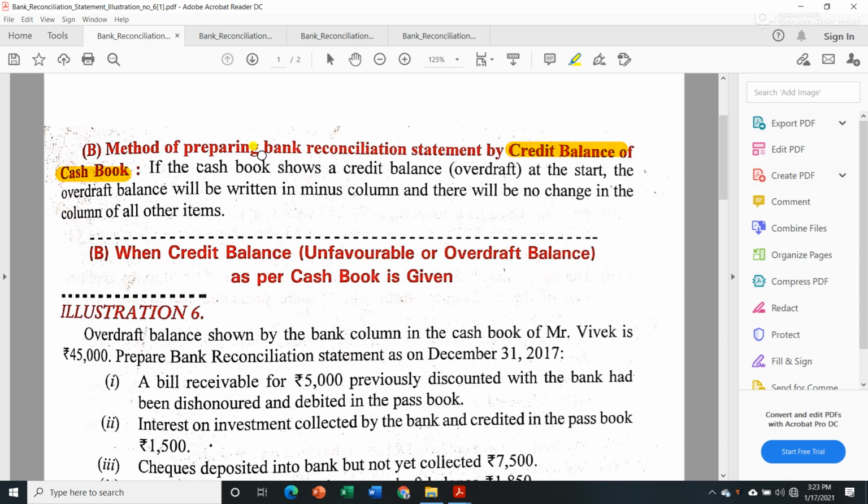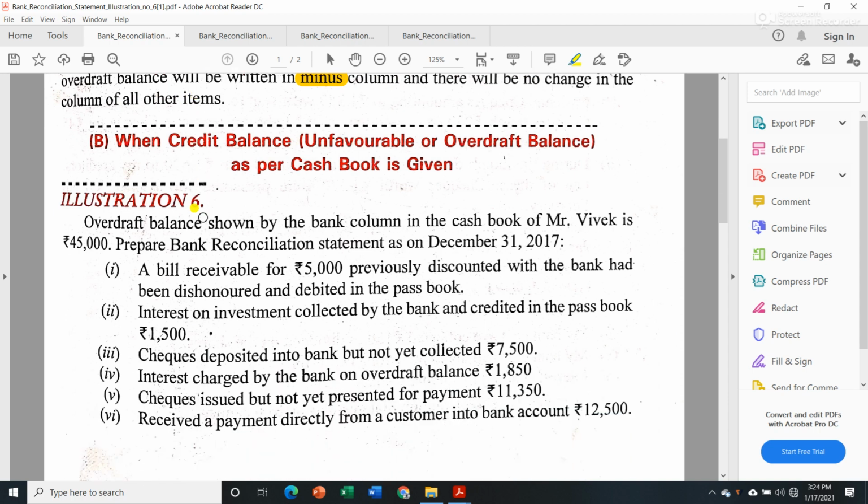Now if the cash book shows a credit balance, that means an overdraft balance at the start, the overdraft balance will be written in the minus column, because the favorable balance or debit balance of the cash book we used to write in the plus column, but since this is opposite, that is a credit balance, we will write it in the minus column and everything will be the same as before, as usual.